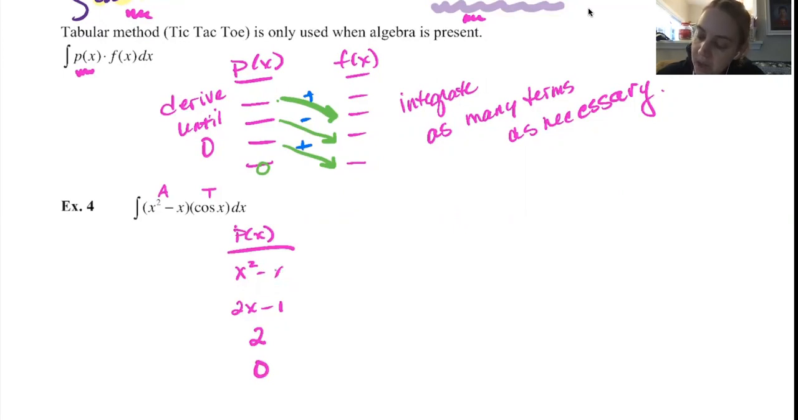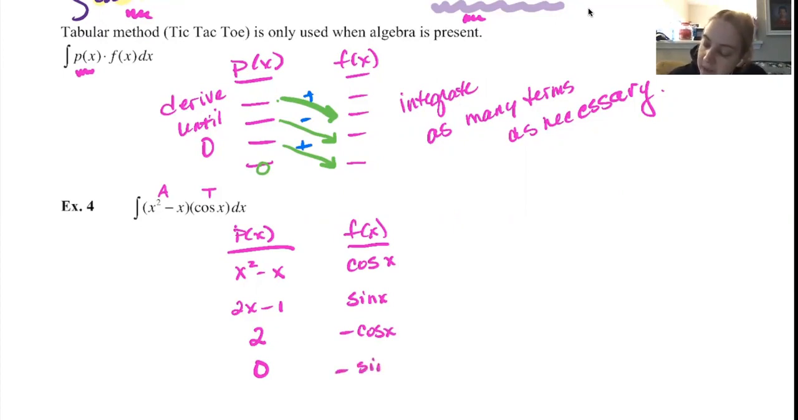And then for my f of x term, that's the other one. In this case, it's cosine. So now we have to integrate. The integral of cosine is sine of x. The integral of sine of x is negative cosine of x, because remember the derivative of cosine is negative sine, and I want a positive. And then the integral of negative cosine is negative sine. So I know I'm done in the list on the right because I've matched up with the zeros.